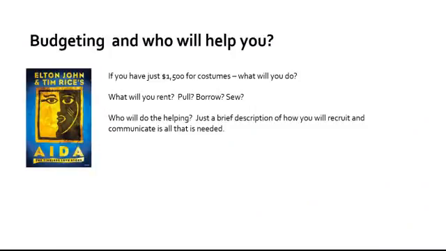Okay. The final step for the costumer is to add in a little item about budgeting. So if you had just $1,500 for costumes, what will you do? What will you rent, pull, borrow, sew? It's just very brief, 100 words or less. How are you going to plan for this? It doesn't have to be specifically how much money is going to each, but just how you're going to think through that. And then the second item is who will do the helping? So how are you going to recruit and communicate with volunteers?